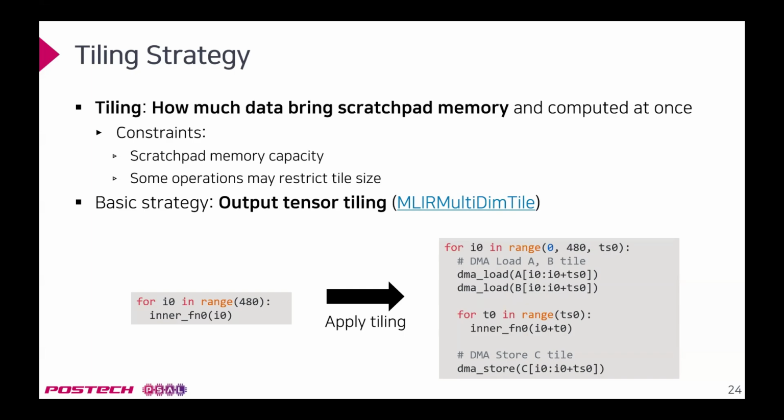The loop structure of the kernel looks like this. Load a tile of A and B via DMA, then compute the tile. After that, store the result back via DMA.